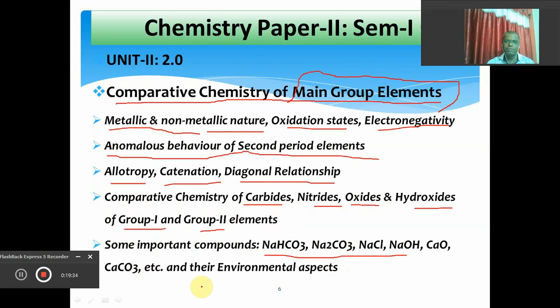As far as the environmental aspect is concerned, these compounds or elements also have some role in the environment, or in environmental pollution. So we will discuss their environmental aspect also.